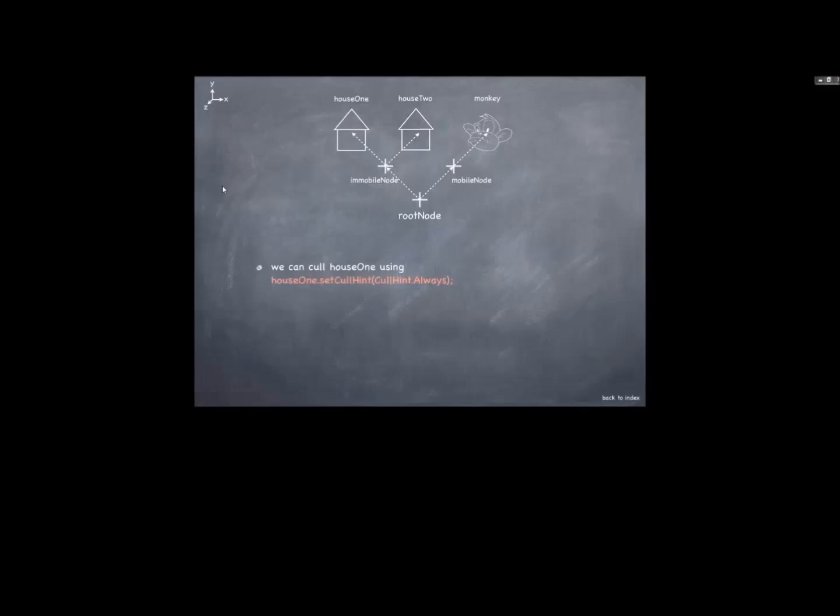Here we have another example for scene graph, and let's set cullHint to always, which makes the corresponding object invisible. And we select now house 1. We apply this cullHint method, and house 1 should now be invisible. So this is a very quick way to let objects appear or disappear.